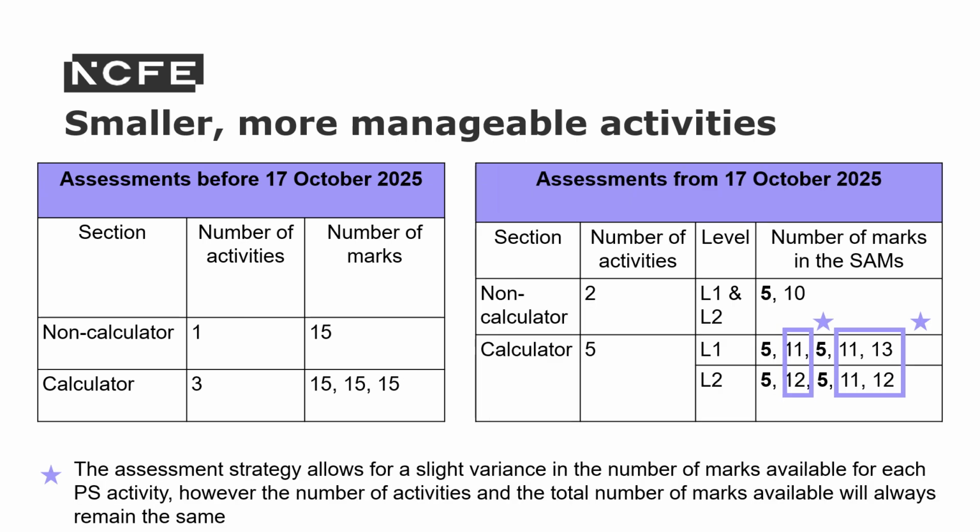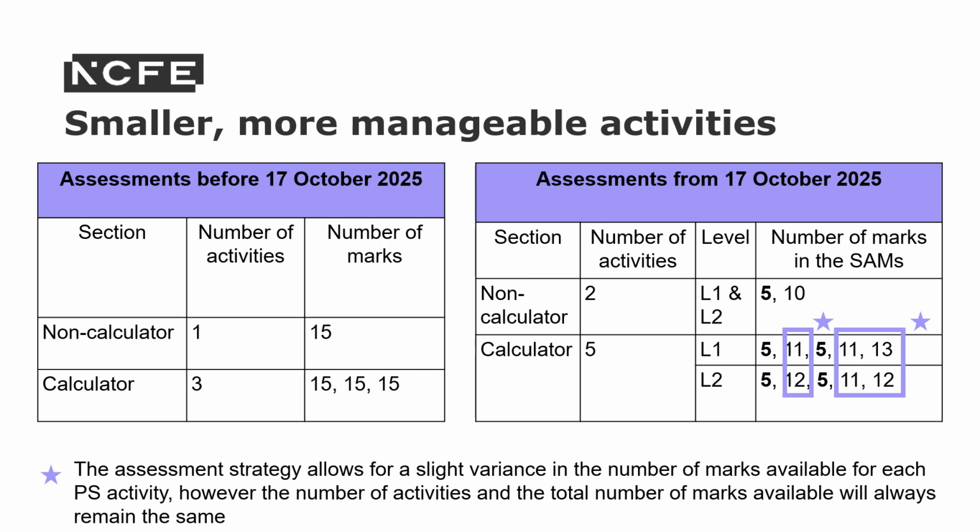Now, however, we have additional activities because the underpinning skills activities have their own little sections, so that the underpinning skills marks are separated out. So for level 1 and level 2, the non-calculator section has 2 activities now instead of just the 1. One of those is an underpinning skills activity, so that's 5 marks available, and the other one is a problem solving activity, and there's 10 marks available for that in the non-calculator section.